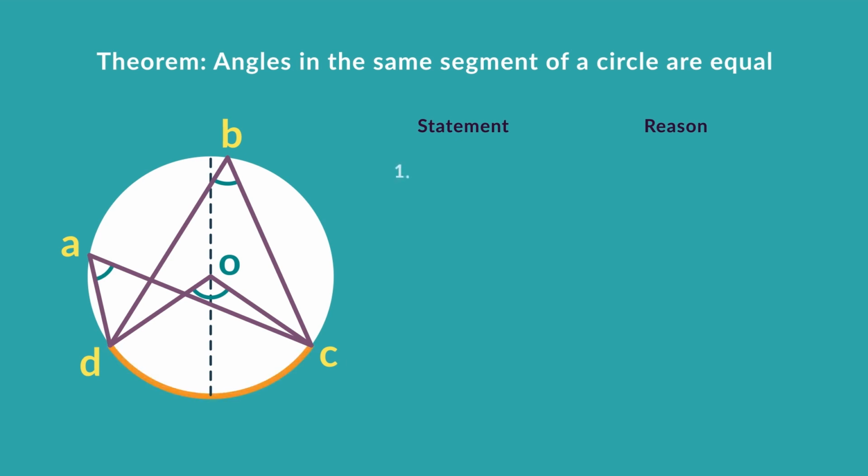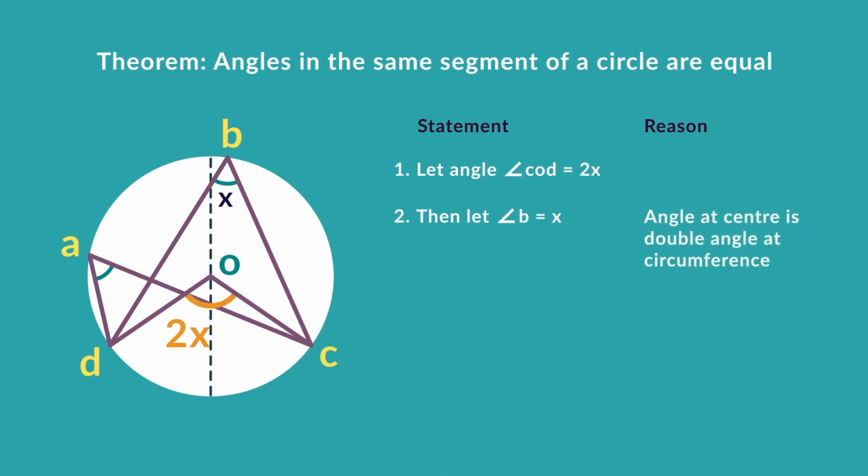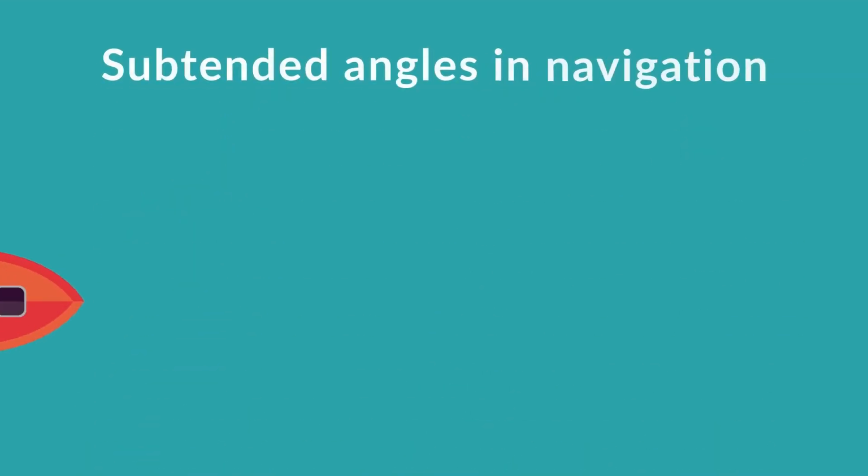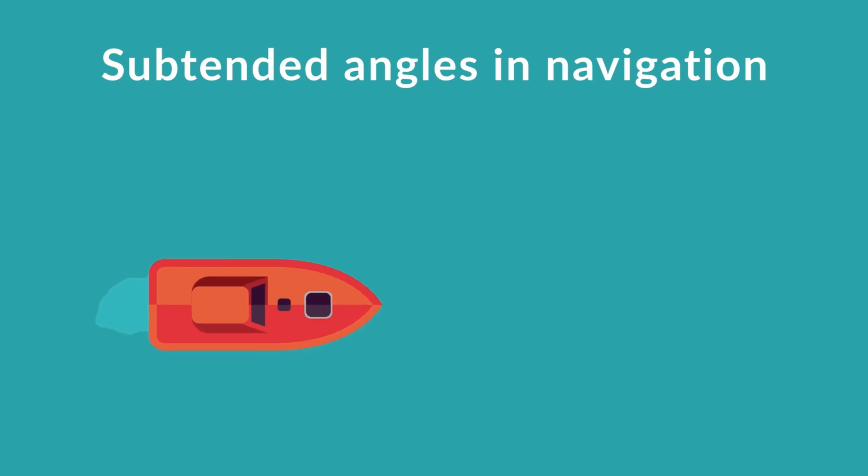Arc DC subtends angle COD at the center. We'll call this angle 2x. We know that B equals x because, as we've just proved, the angle at the center is double the angle at the circumference. But angle A is also equal to x and half the size of angle COD because it is also subtended by arc DC. Therefore, angle A is equal to angle B. We give the reason angles in the same segment when we use this as a reason in a proof or when solving a problem. This theorem is used as the basis for navigating a ship safely around a rocky shoreline.